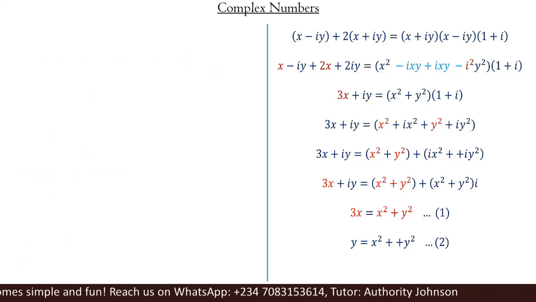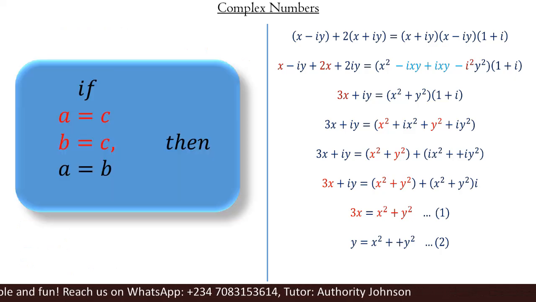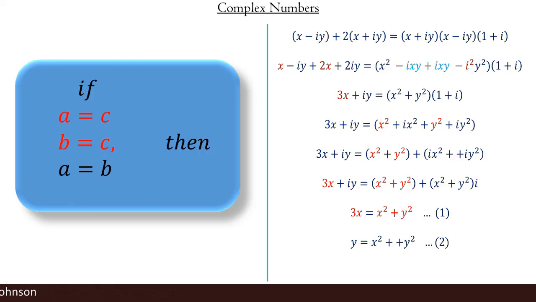Now let's call this first one equation 1, and then the second one equation 2. Are we together? Good. Now recall that there is one law called the transitive law, and this transitive law says that if A is equal to C and B is equal to C, then A is equal to B.